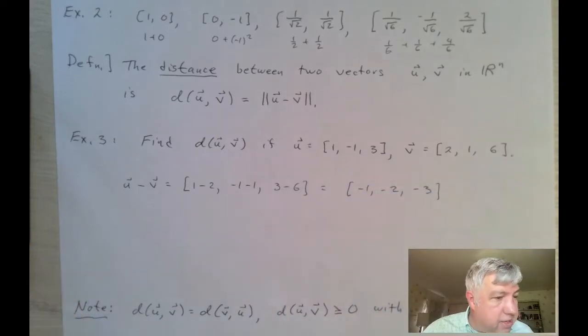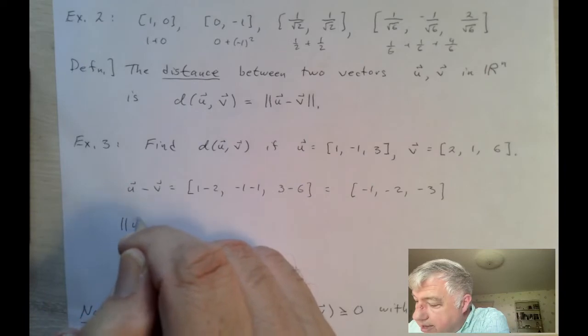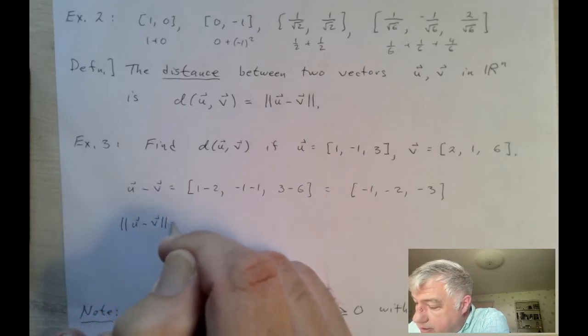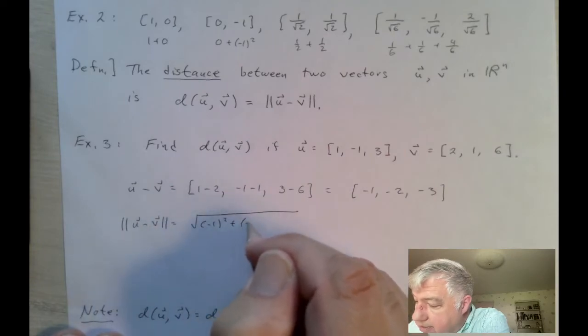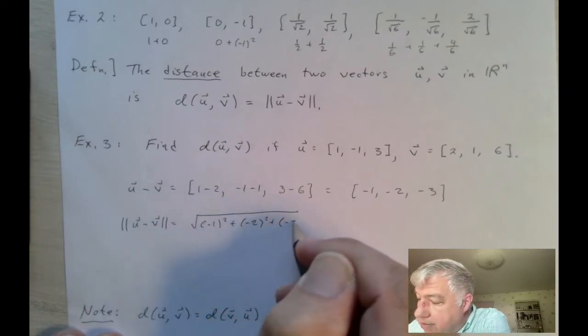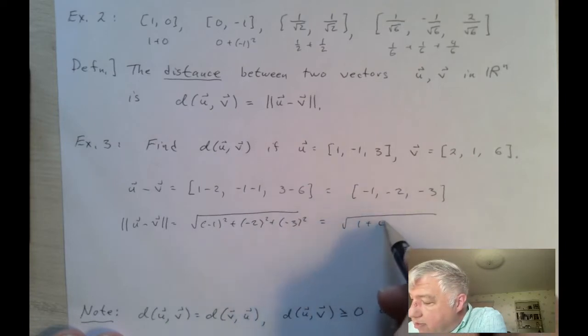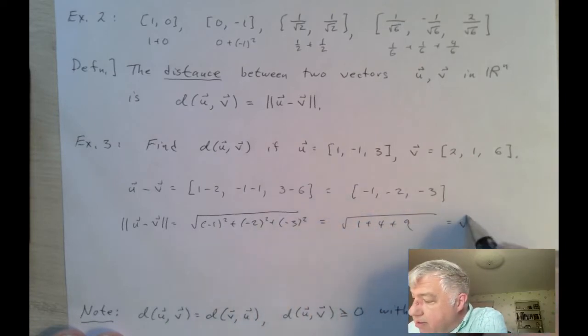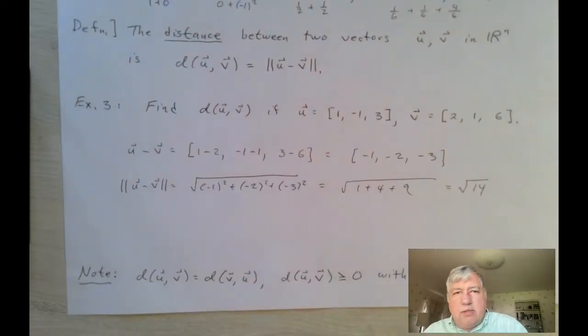And that, I think, is negative 1, negative 2, negative 3, right? And then when we take the length of this, it is the square root of negative 1 squared plus negative 2 squared plus negative 3 squared, which is the square root of 1 plus 4 plus 9, which is the square root of 14. You'll see a lot of these distances and lengths are going to be square roots, of course.